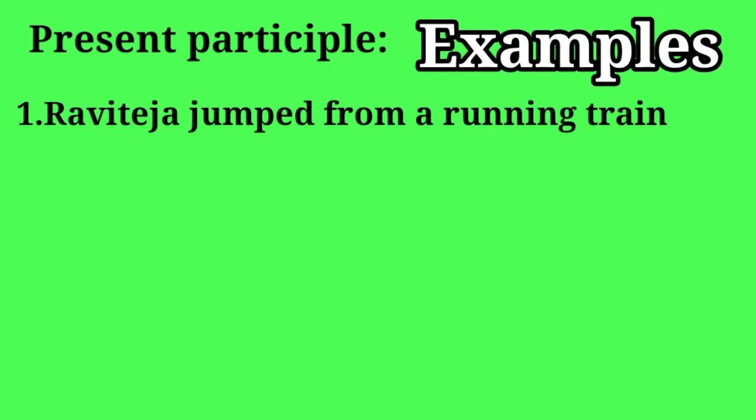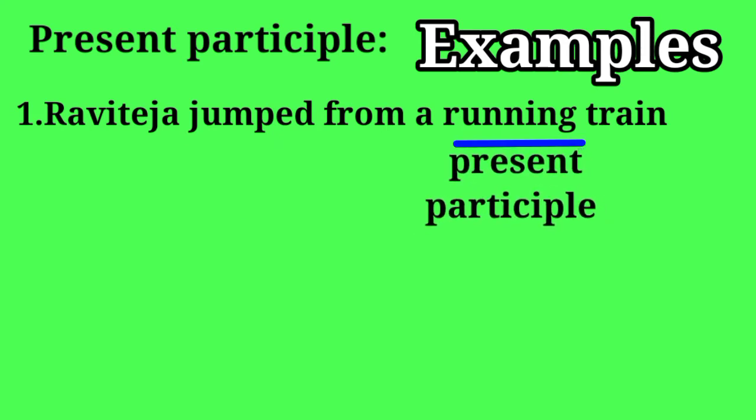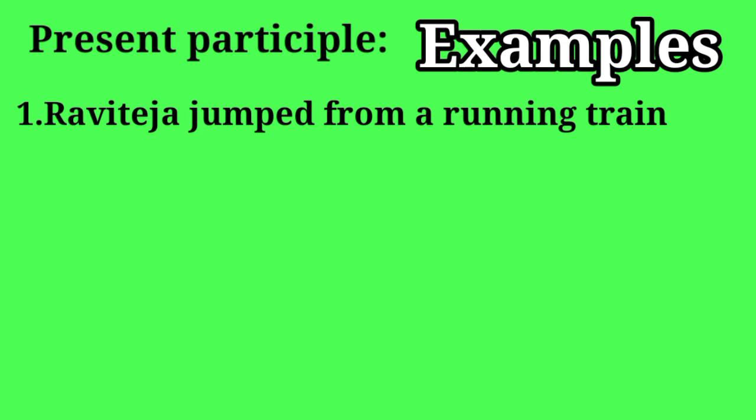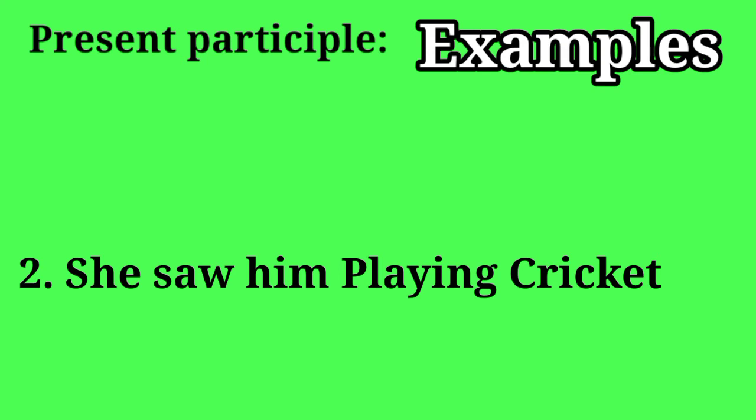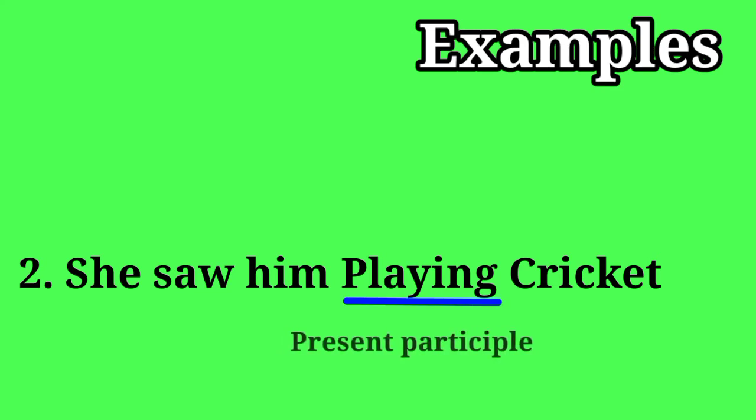Here are some examples. Raviteja jumped from a running train. Here jumped is the main verb and running is a present participle. And next example, she saw him playing cricket. Here saw is the main verb and playing is a present participle.